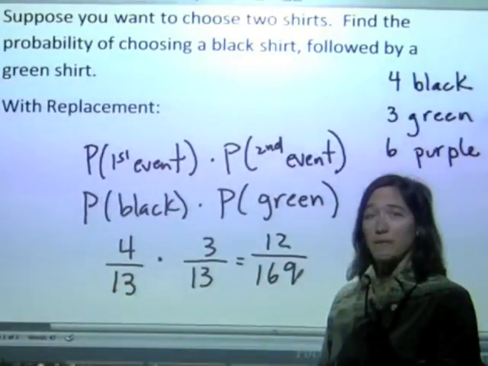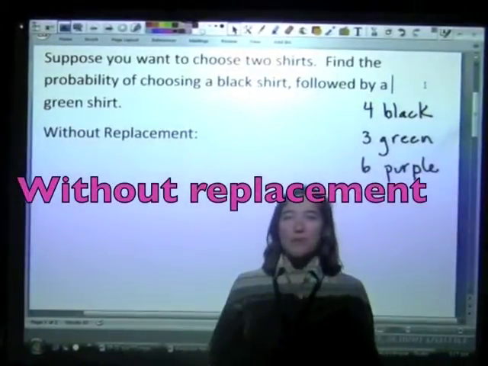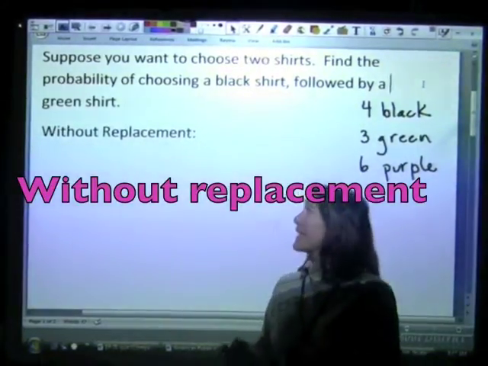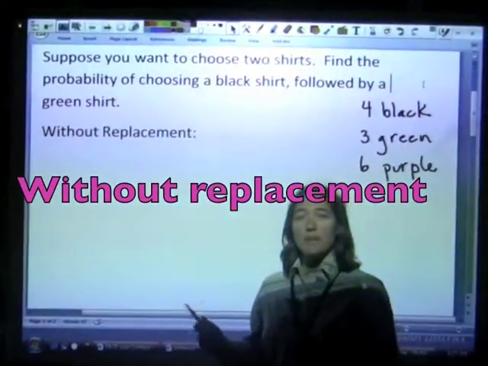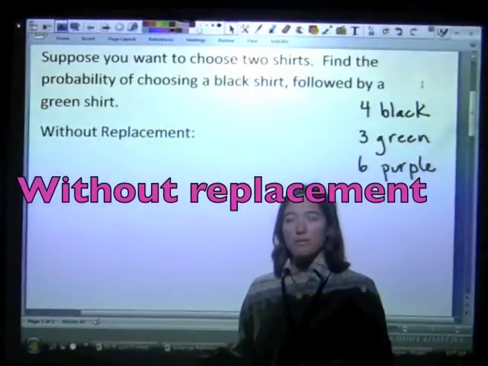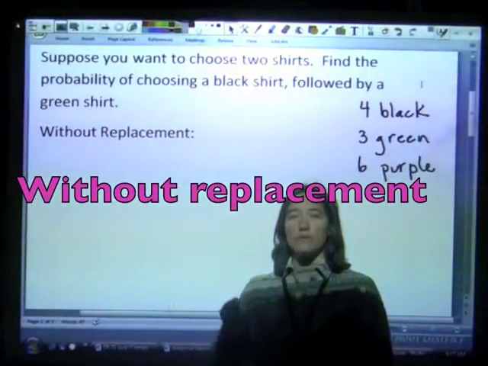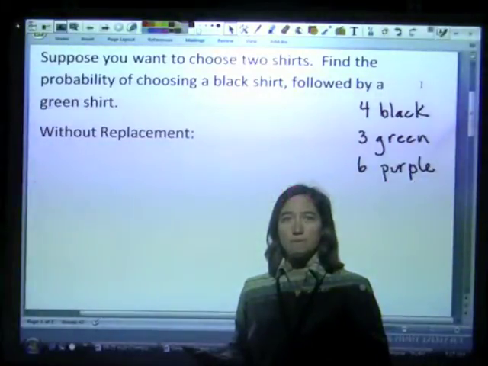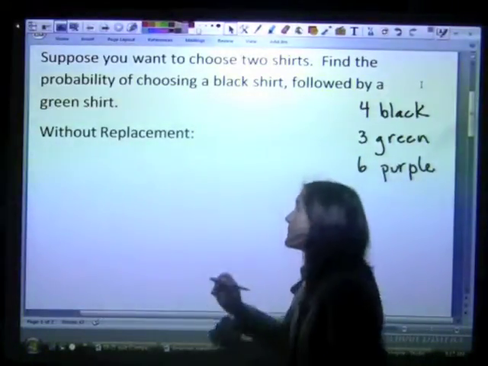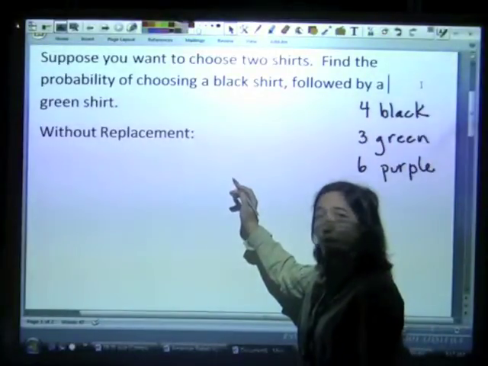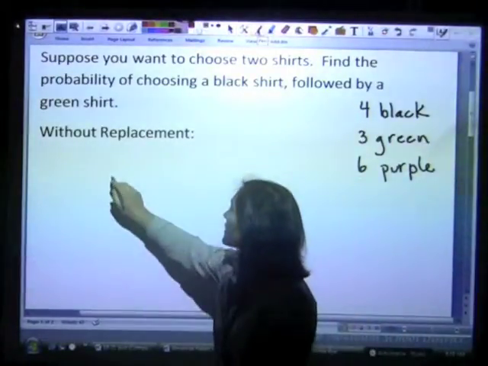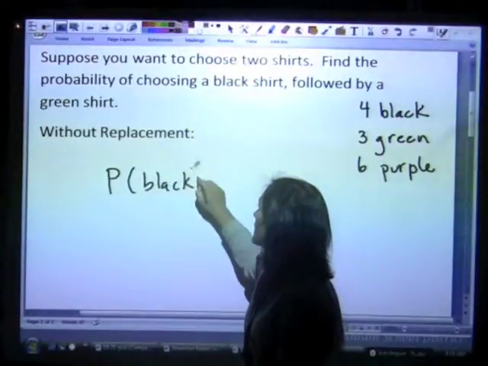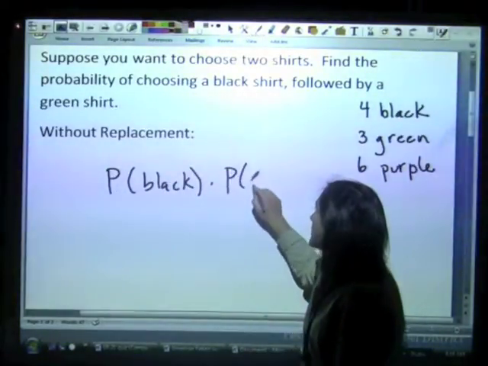Now for the last part of the problem, we're going to look at the probability of choosing 2 shirts from the drawer, again a black followed by a green, but this time we're going to do it without replacement, which means that after we remove the black shirt from the drawer, we're not going to put it back with the rest of the shirts. Let's take a look at this problem. Once again, we're going to use the multiplication rule. I want to do the probability of black times the probability of green.